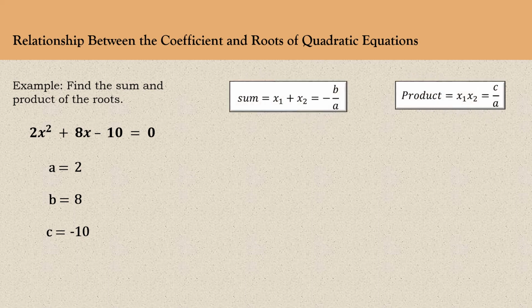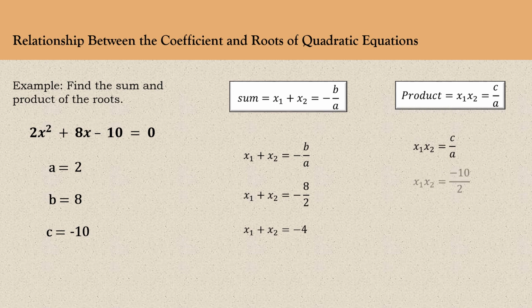Okay? Then again, this relationship, let's have first the sum x sub 1 plus x sub 2, that is negative b over a. B is 8, a is 2. So 8 divided by 2, that is equal to negative 4. Okay? Negative siya, kaya negative b over a man. How about the product? C over a, that is negative 10 over 2. And your product is negative 5.